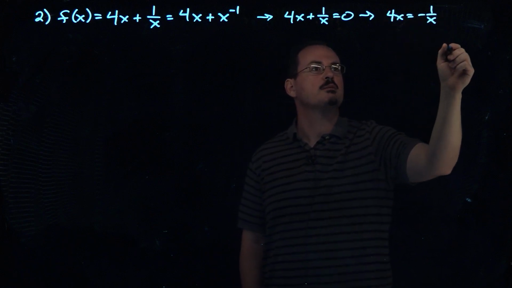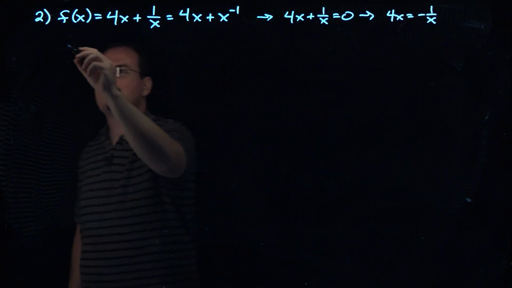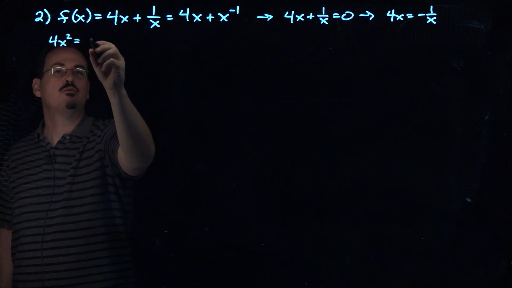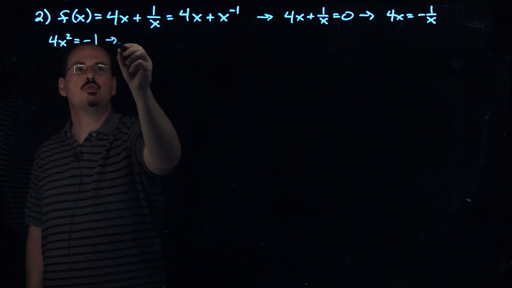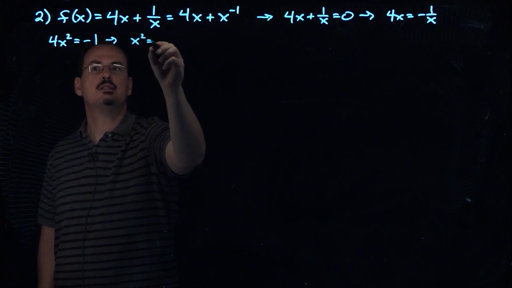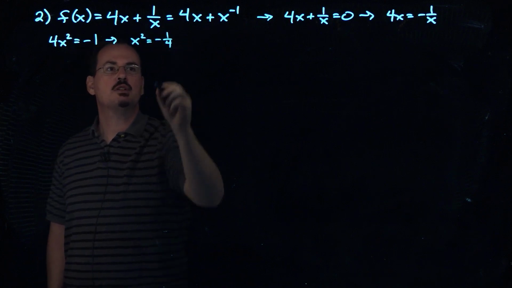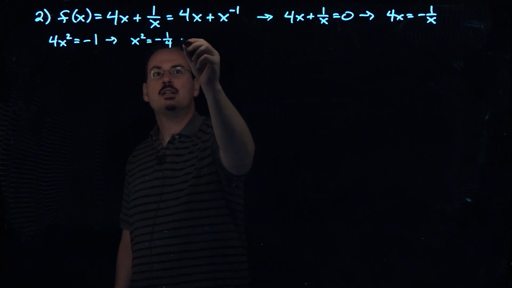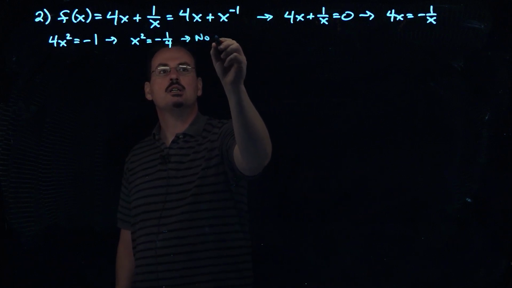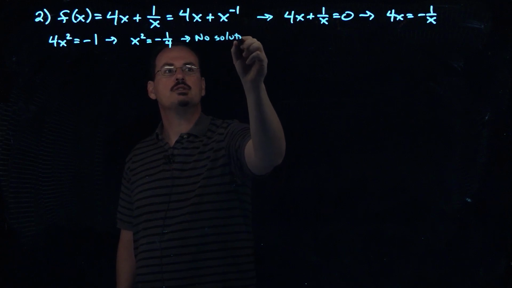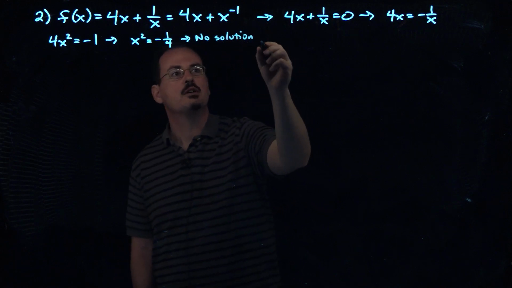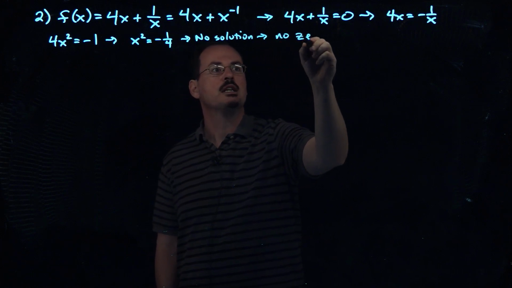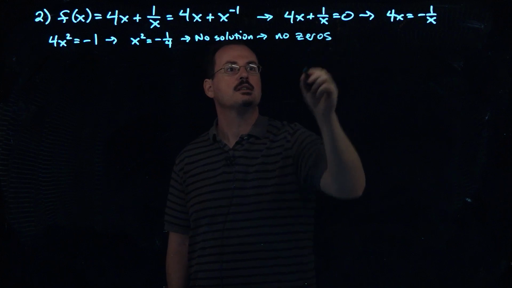Then I can multiply both sides by x, and I'm going to get 4x squared is equal to negative 1. And then I can divide both sides by 4. I get x squared is equal to negative 1/4. Well, just looking at that, we can tell that there's no solution because you can't ever square any number and end up with a negative. So no solution here. So what does that tell us? If we don't have any solution to the original function being set equal to 0, that tells us there are no zeros of this function. In other words, it never crosses the x-axis.